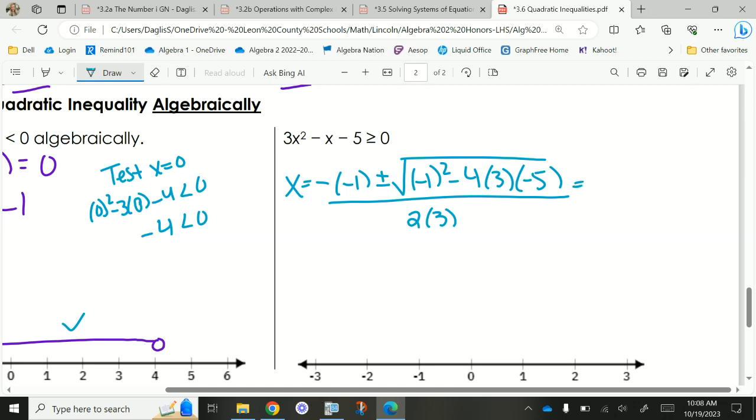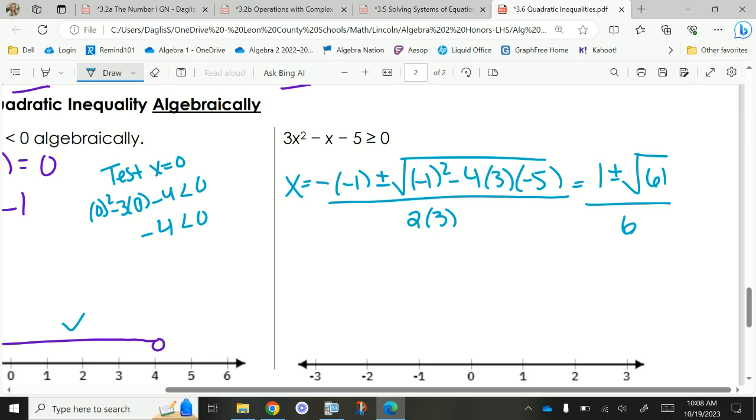Bless you. -1 gives you +1. That ends up being what? 1 plus 60, right? Inside the radical. So that becomes 61. And we are being divided by 6. All right, so am I going to have some real solutions? Yeah, because it's not negative, so we can keep going. Yesterday it was negative and we stopped.